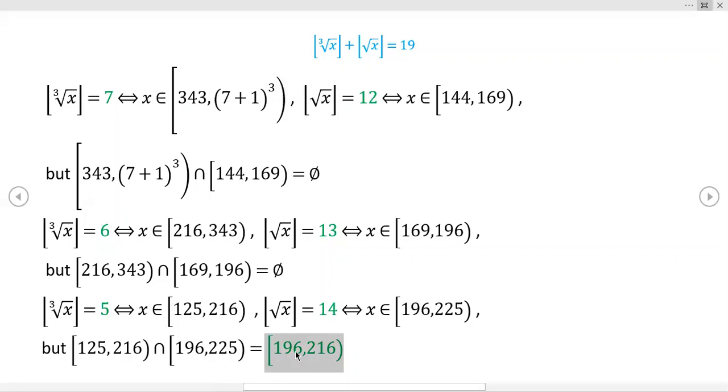It's the closed interval 196, open interval 216, and you can check the numbers. Like if you were to pick 200, for example, you would get that it was equal to 7 plus 12 right here. Any number in this interval, any natural number in this interval, will satisfy this equation.